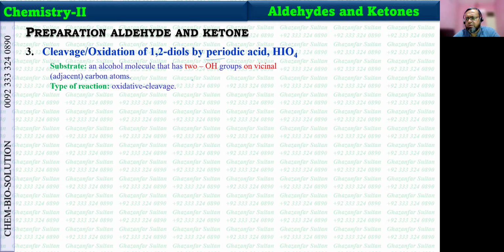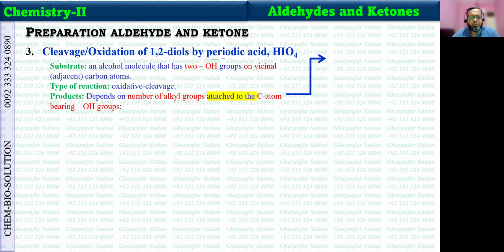1,2-diol doesn't mean that according to the terminal of the compound, one OH is on one carbon and another is on second carbon. Now, 1,2-diol means when both of the OH are on the adjacent carbon atoms, it is also called vicinal diol. This is called oxidative cleavage because oxidation is occurring and bond cleavage is also occurring, just like the ozonolysis of ethene. Product depends on the number of alkyl groups attached to the carbon atom bearing OH group. Just like the ozonolysis of alkene, it has different products.